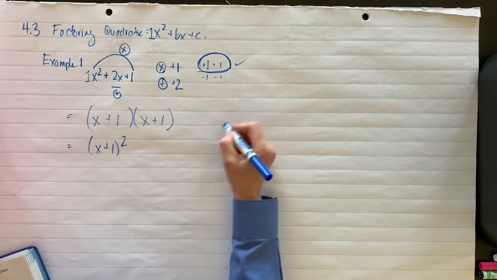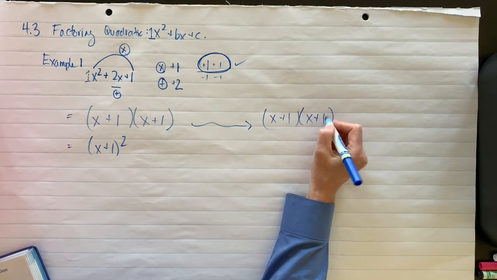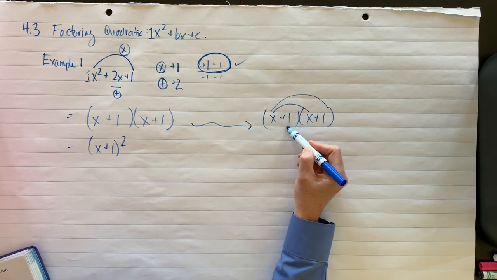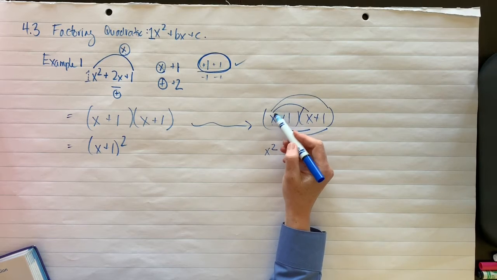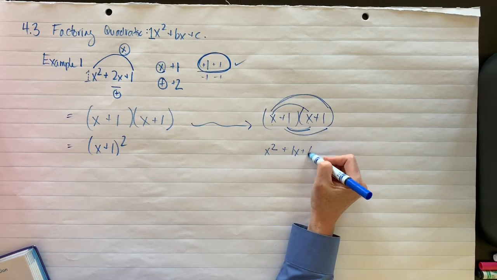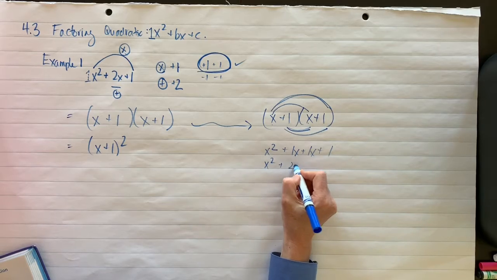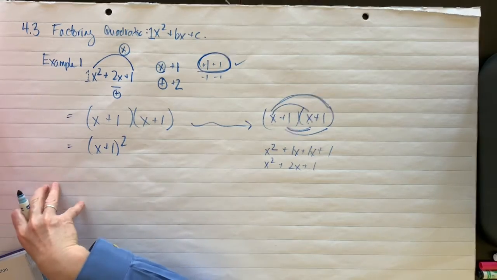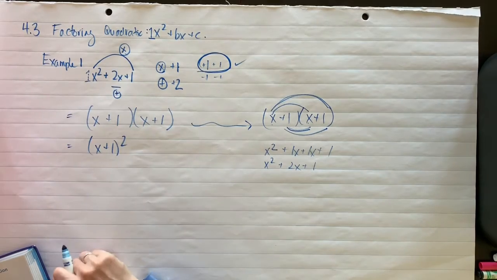How do you check if it's right? Well, what you would do to check if it's right is you would take x plus 1 times x plus 1, and you would use FOIL. Remember? First, outside, inside, last. So x times x is x squared. x times 1 is plus 1x. 1 times x is plus 1x. And 1 times 1 is 1. If you take a look at that, you end up with x squared plus 2x plus 1, which is what we started with. Okay, so really important for your multiplication skills here to look for things that multiply to the outside and add to the inside.